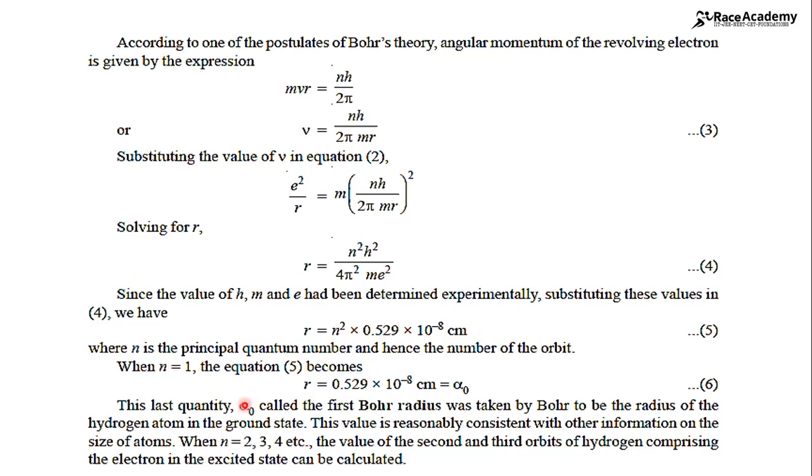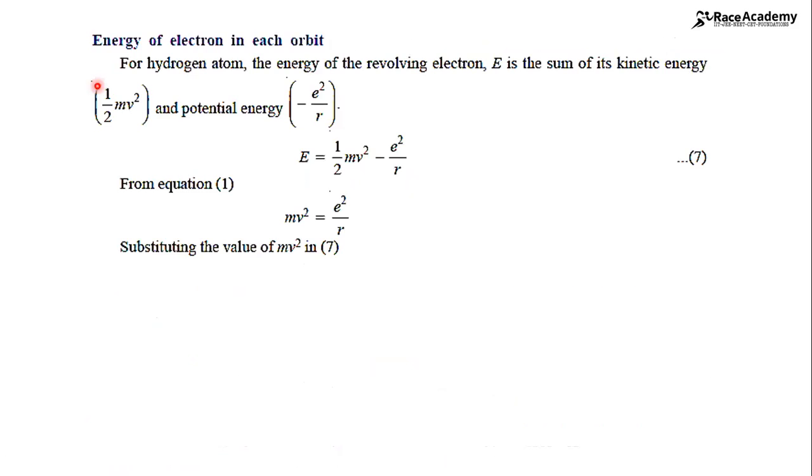This a naught, or alpha naught, is called Bohr's radius. It was taken by Bohr to be the radius of the hydrogen atom in the ground state, and this value is reasonably consistent with other information on the size of atoms, where n is equal to 2, 3, 4, etc. The radii of the second and third orbits of hydrogen, comprising the electron in the excited state, can be calculated. So you can see here the radius of that orbit.